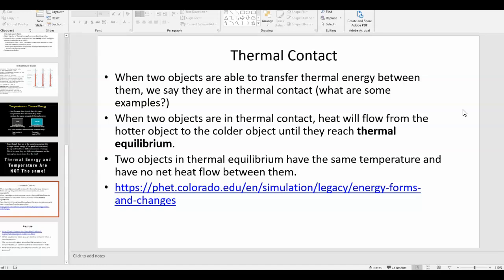Now, the direction of that is really important. Heat naturally flows from hot to cold. Okay, heat will flow naturally from the hotter object to the colder object until they reach what's called thermal equilibrium.